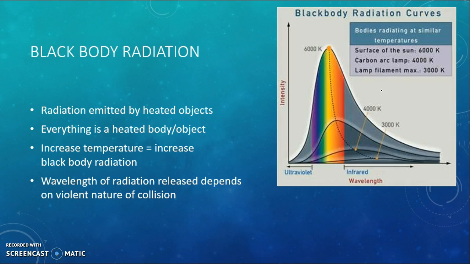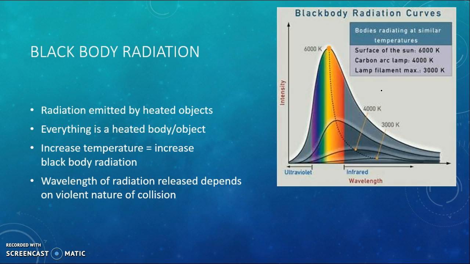All right. Black body radiation is any type of radiation that's given off by a heated object. Everything would be considered a heated object or a heated body, because anything that has a temperature above 0 Kelvin is a heated body. Everything has a temperature above 0 Kelvin, because 0 Kelvin is when all motion ceases to exist. All molecular motion would stop, and that's not possible. So everything is a heated body.